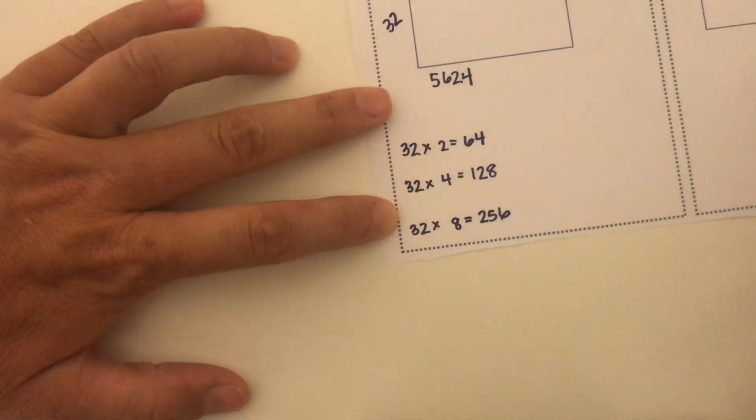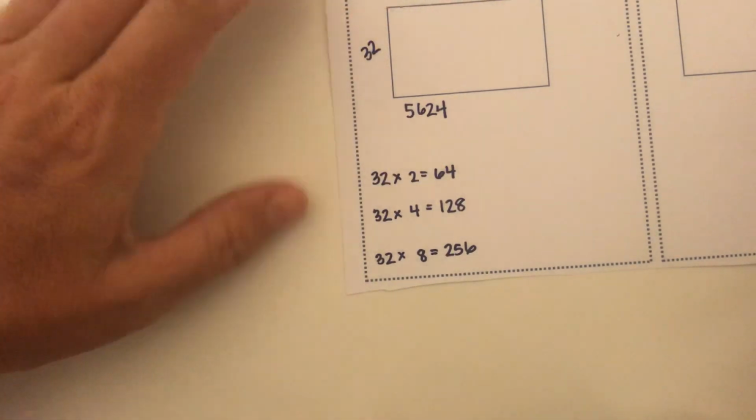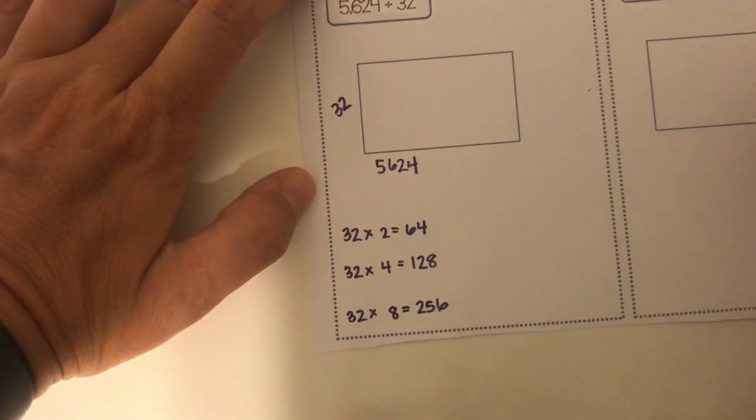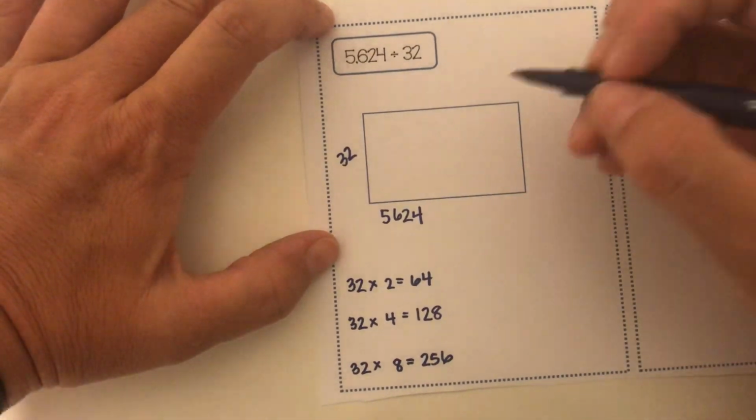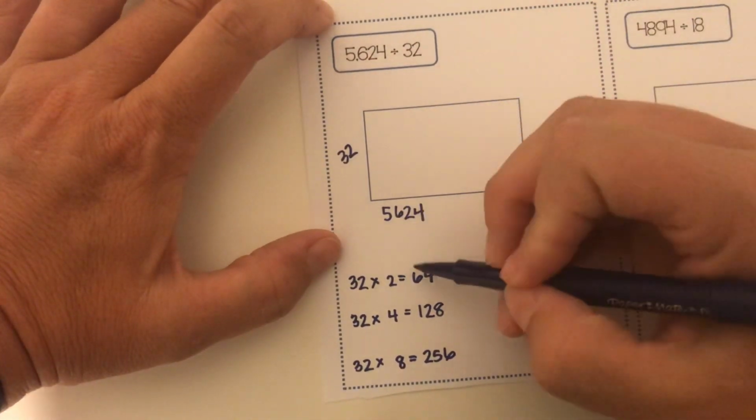And you would get 256. Now, these are just benchmarks. I might have to go in and look at a different number later. But for right now, that's what we're going to go with.